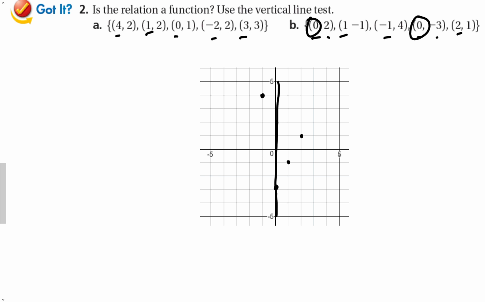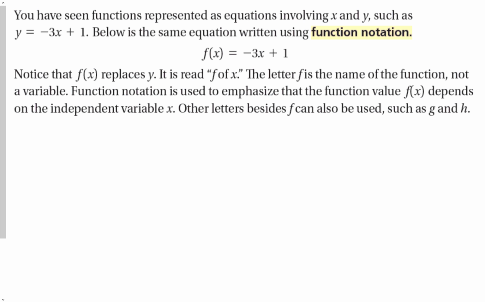Usually the vertical line test is a better technique if you have a graph only, without the raw data like you have in A and B. Then it's better to use the vertical line test. Usually, if you just have the raw data, you can look at it and figure out if something is a function or not.